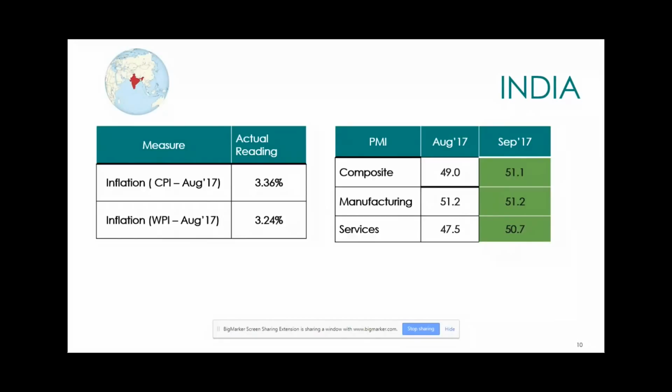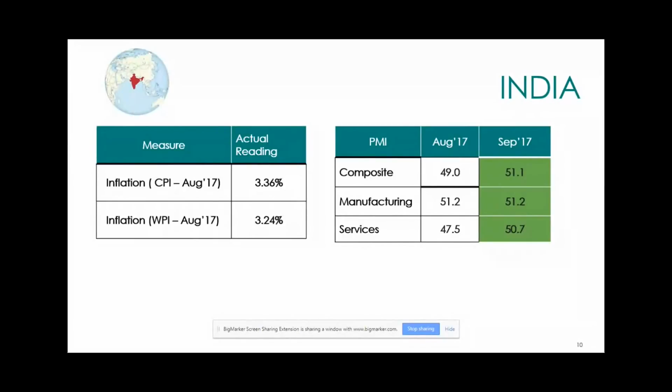Yes, so as we were discussing, inflation for India is at about 3.36% as measured by the Consumer Price Index. The RBI, which has adopted a policy of inflation targeting, would keep inflation at about 4% plus or minus 2%. So the inflation is quite under control by the RBI's standards.